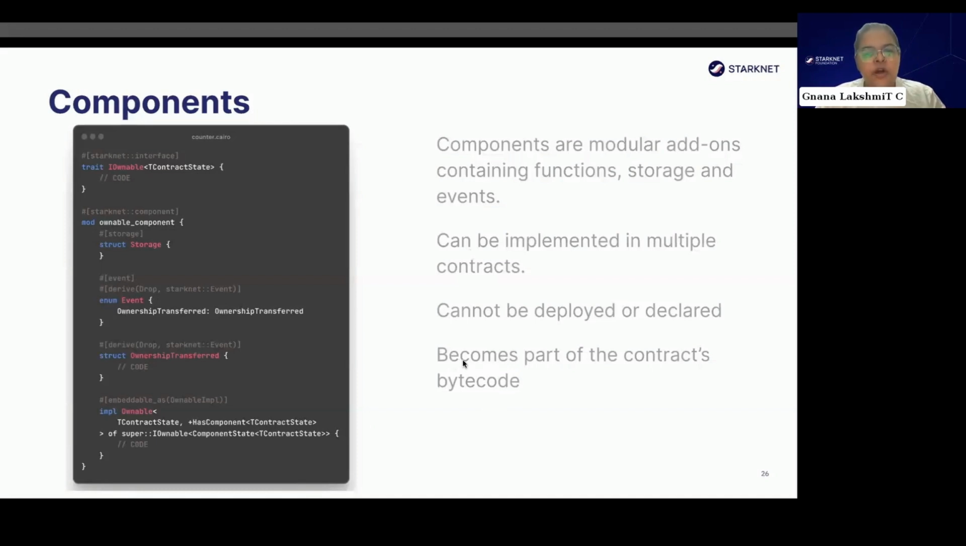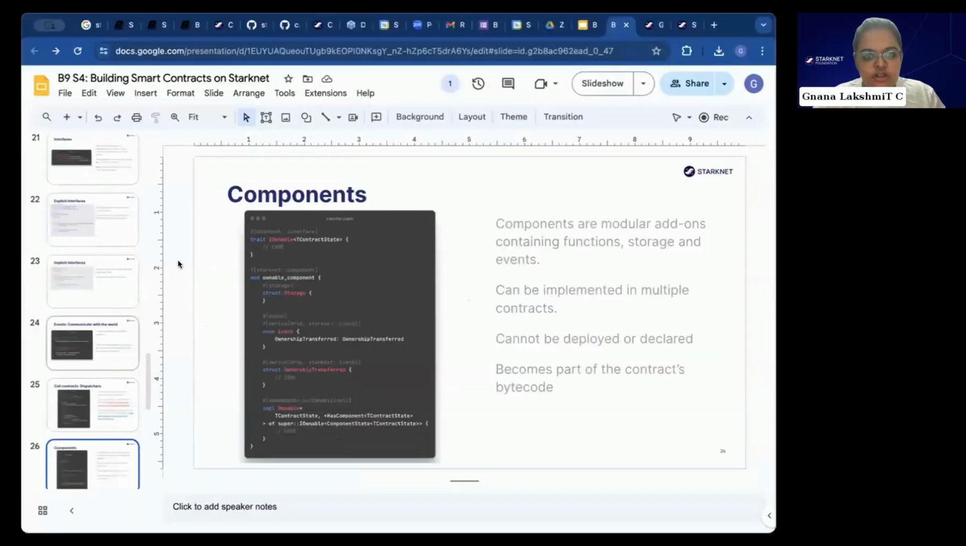Components become part of the contract's bytecode. So you basically use the components within your contract and they become part of your bytecode. So you can publish components, right? And it can be implemented in multiple contracts. So this is a good example, but it doesn't show how to use the component.